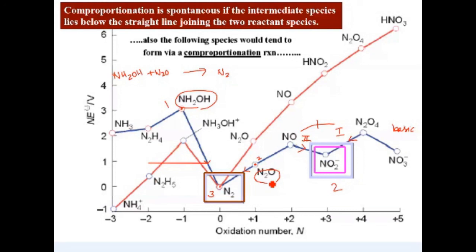Second set, NO2 minus. This is the second set. For these two sets you calculate the E value and verify comproportionation. That is a homework for you. When I am sharing the slide, I will write it there. You have to just go through it. It's not for tomorrow's assignment, but you have to go through it.